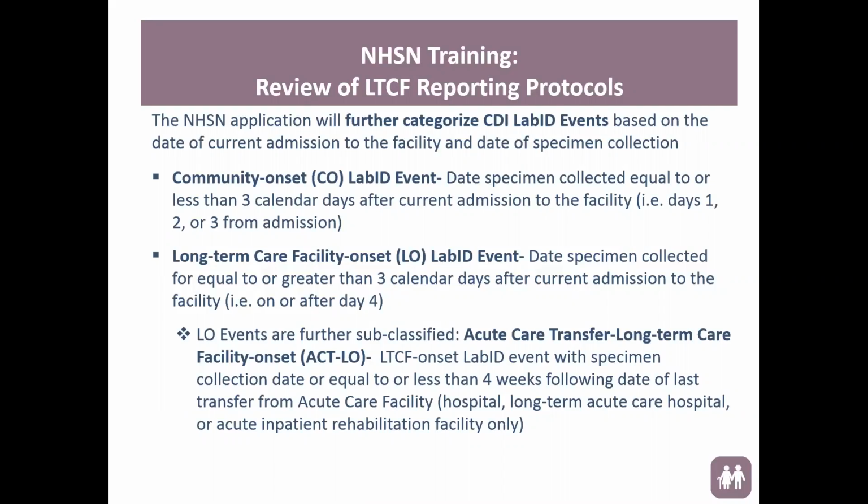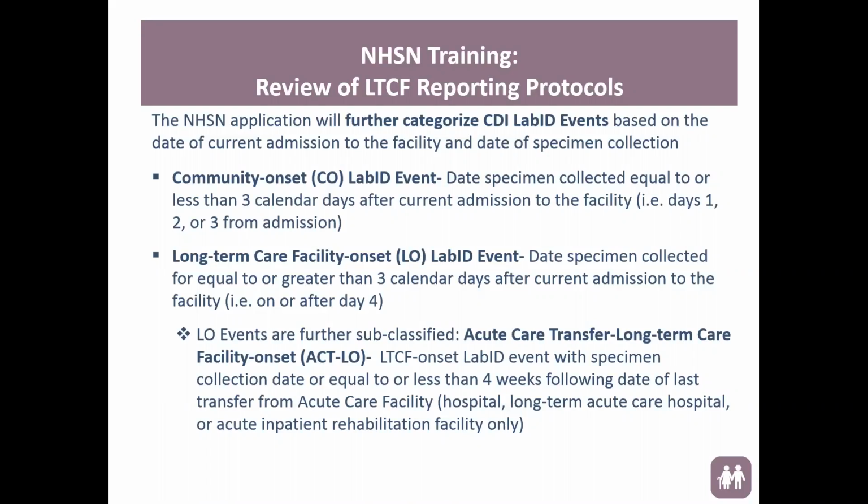So after you enter the event into the system, the NHSN application will go further and determine whether it is a community onset or long-term care facility onset. Community onset, also known as CO, is when the date specimen collected is equal to or less than 3 calendar days after current admission to the facility. Long-term care facility onset, also known as LO, lab ID event, is when the date specimen collected is equal to or greater than 3 calendar days after current admission to the facility. And also, if it is considered a long-term care facility onset, the system will further determine whether it was an acute care transfer long-term care facility onset, which is also known as ACT-LO.